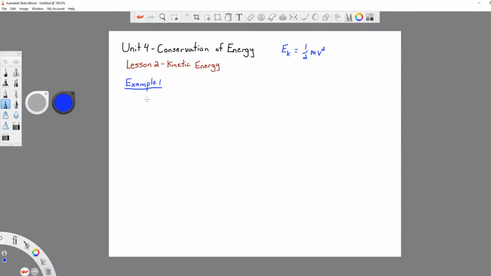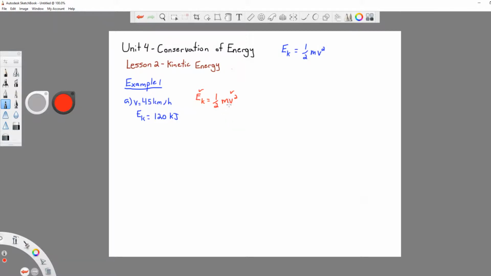Example 1a says that we have an object traveling at 45 kilometers per hour. It tells us right away that the object has a kinetic energy value of 120 kilojoules, which is 120,000 joules. The question is to determine this object's mass. If we have the formula EK equals 1/2 mass times velocity squared, and we have its velocity and its energy, we can just rearrange and solve for mass.